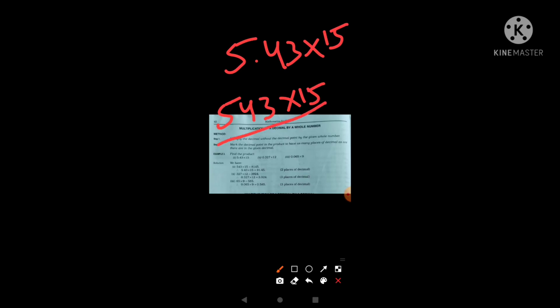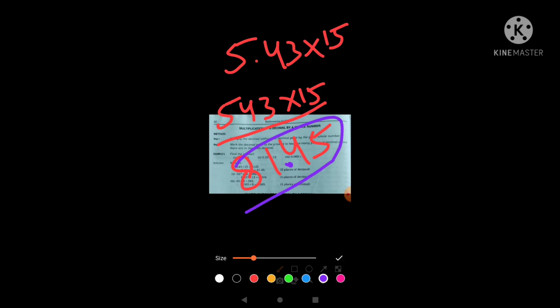The product will be equal to 8145. Now see, in the decimal number, how many decimal places are there? Two decimal places. So in the product also the decimal places will be 2, meaning the decimal will come from the extreme right side. We will count 1, 2 places, it will come here. So the answer will be 81.45. This will be the required answer.